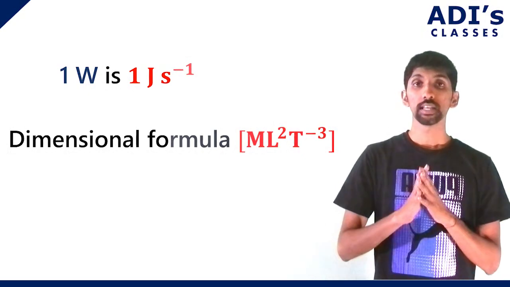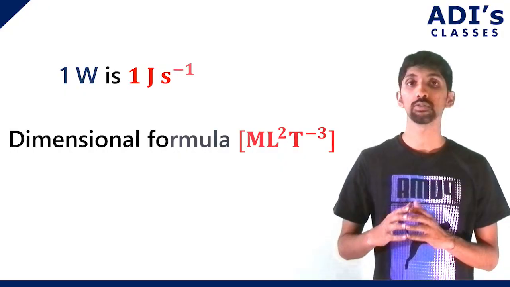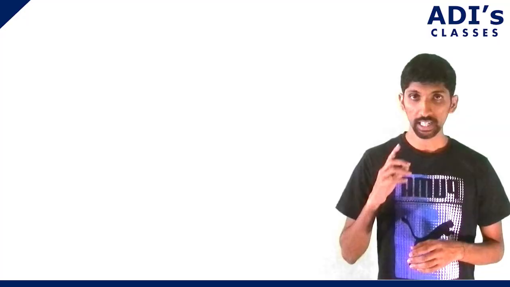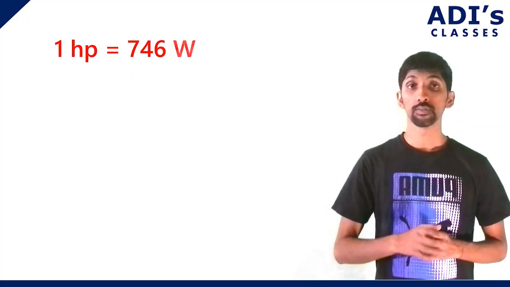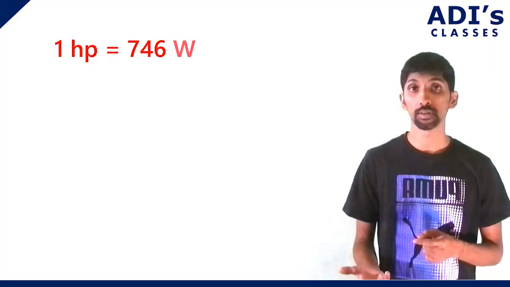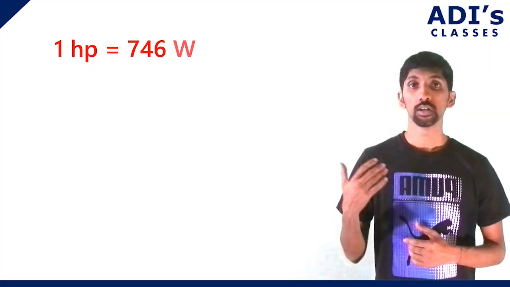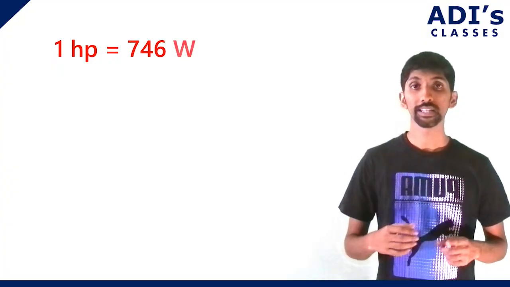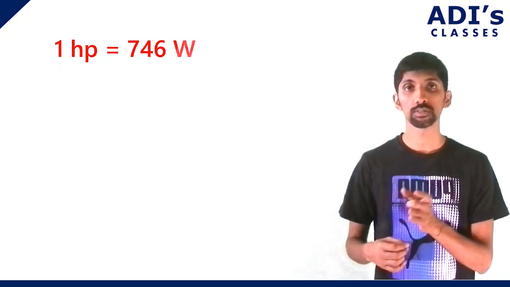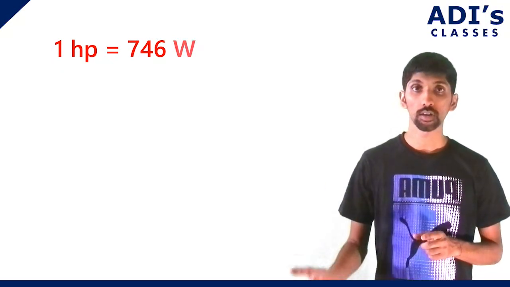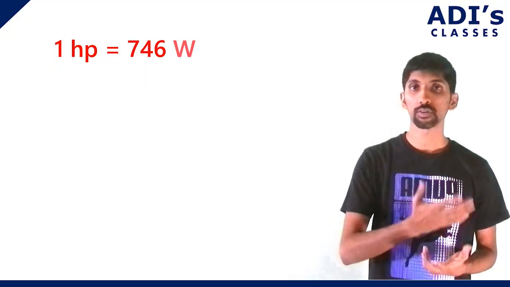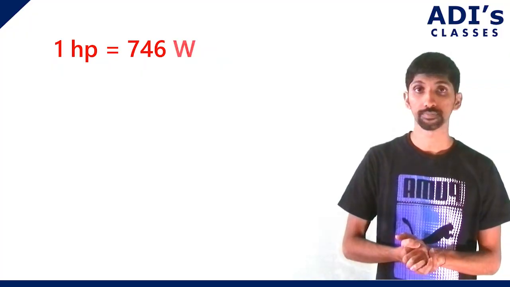Apart from watt, we also use one more measurement, that is horsepower. 1 HP is 746 watts. Usually the motors and the pumps will be rated in terms of horsepower, and even for engine power, we say the engine of this is 500 bhp, 300 bhp, 1000 bhp. So if you're talking about 1000 bhp, then 1 HP is 746 watts. Now you can imagine the power of the engine.